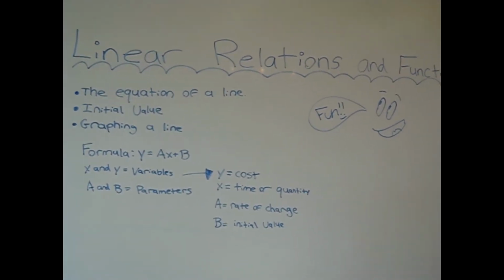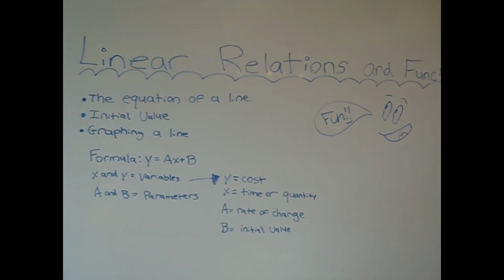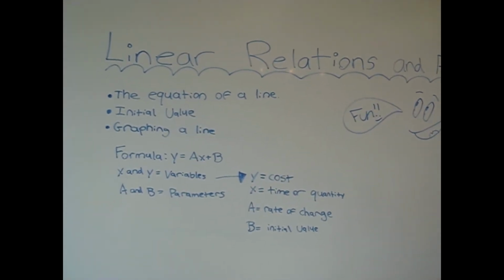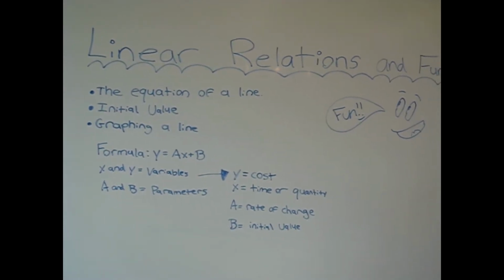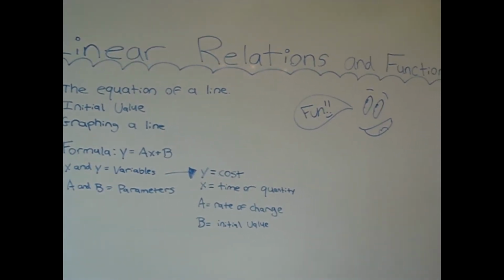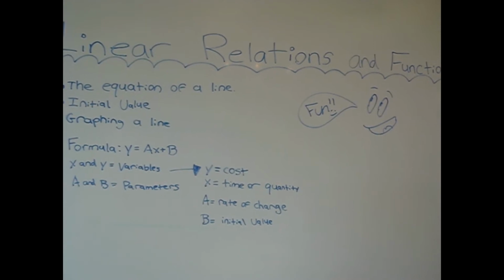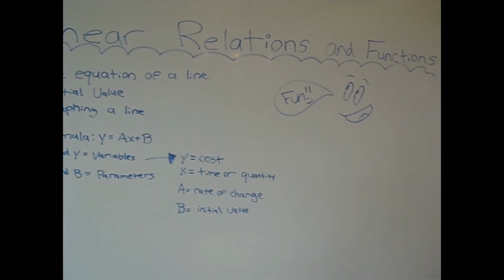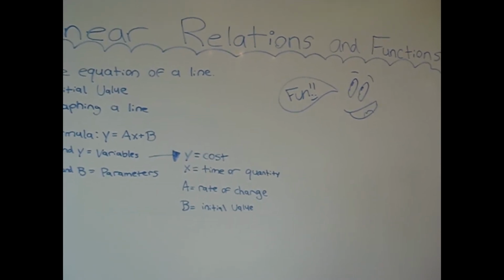The first thing you should know is that the equation of a line is y equals ax plus b. In this formula, x and y are the variables, and a and b are the parameters. Y usually relates to cost, and x usually relates to time or the quantity of something. A equals the rate of change, and b equals the initial value.